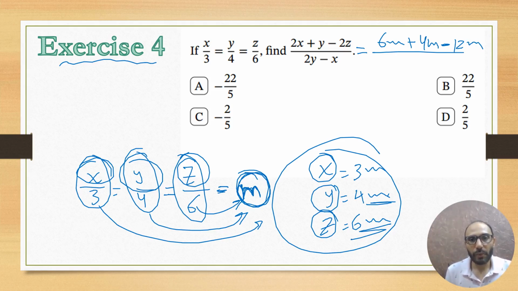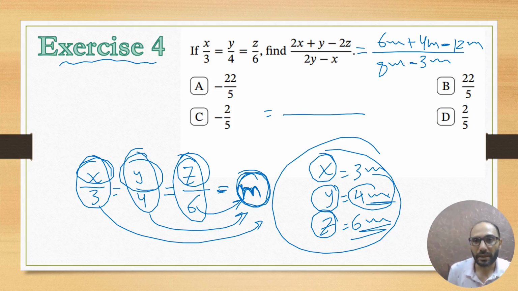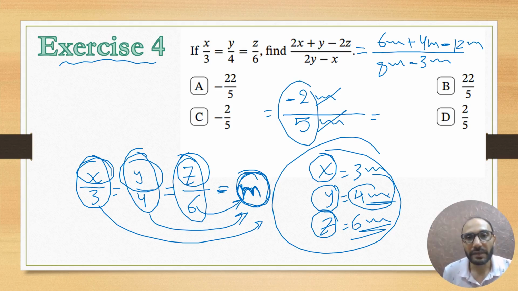Down in the denominator, 2y, which is 8m, minus x, which is 3m. And now all of them are in the same variable m. We can add or subtract them from each other. 6m plus 4m is 10m. 10 minus 12 is negative 2m. Down, 8m minus 3m. 8 minus 3 is 5m. By omitting m and m, because any symbol or any number divided by itself equals 1, the end result is going to be negative 2 over 5, which is choice C.